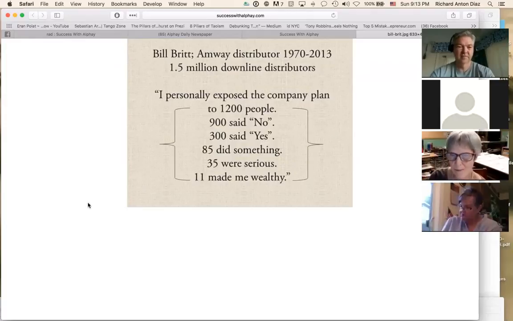I think that's only 0.1%. I don't think that's even 10%. Yeah, that's like less than 0.1. That's 1%. A little less than 1% of the people that you expose will make you wealthy. That's a pretty tiny number, which means you got some work to do. Are you with me, guys?